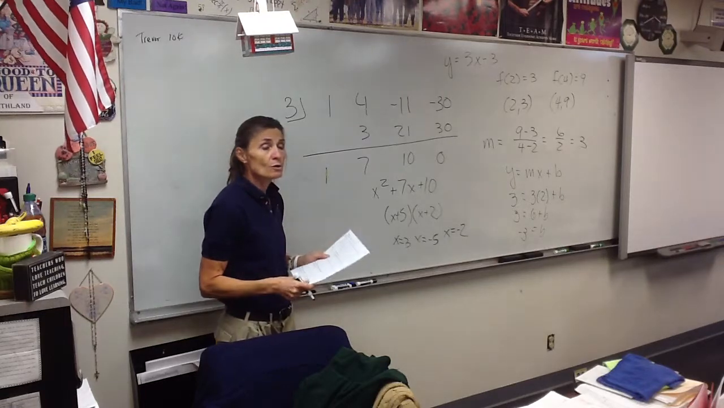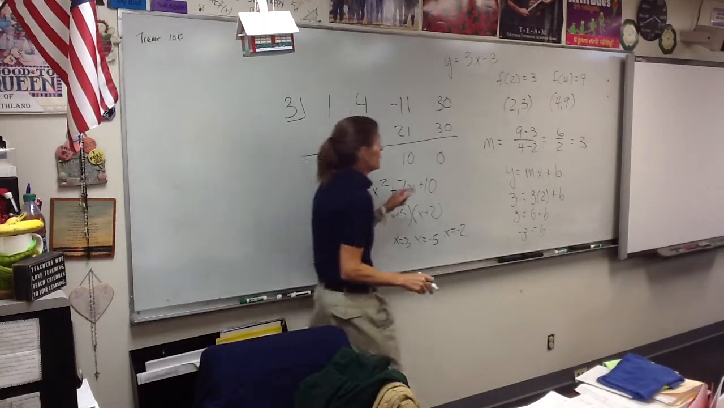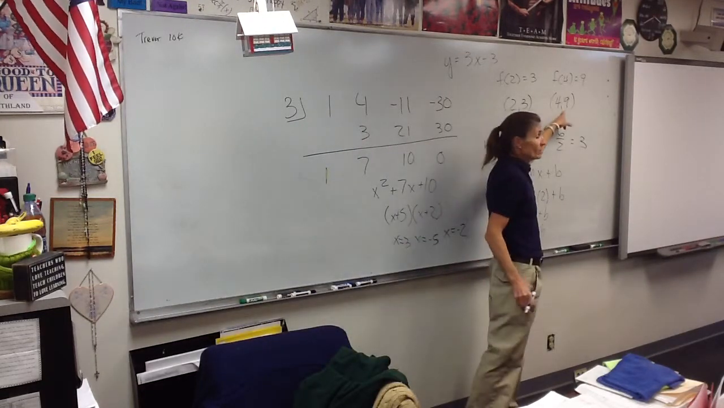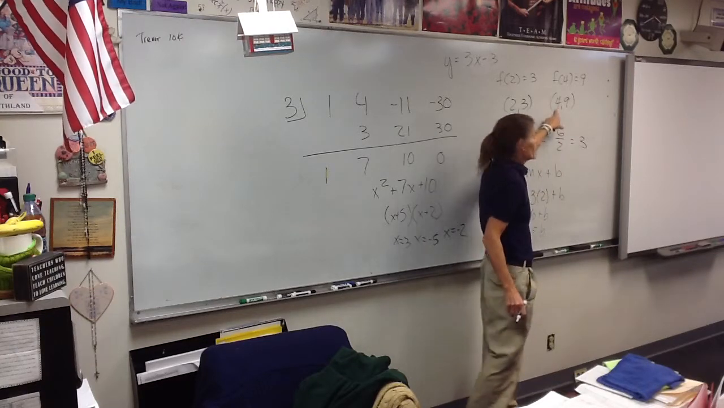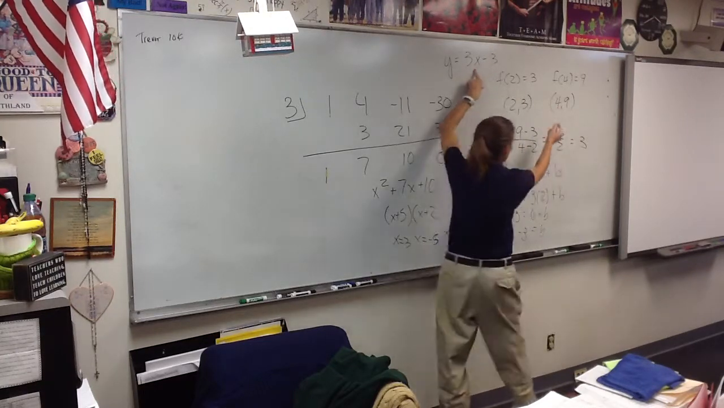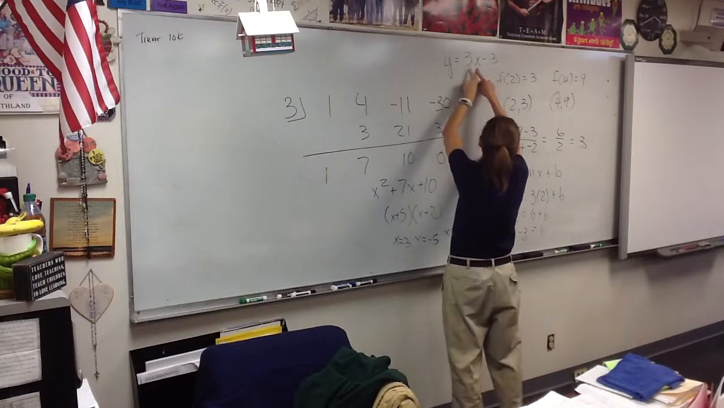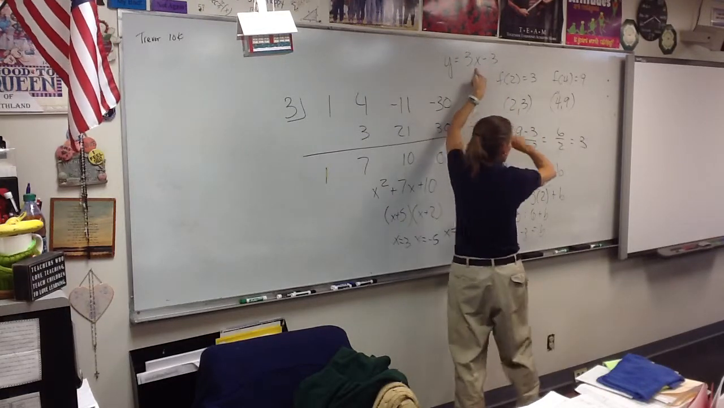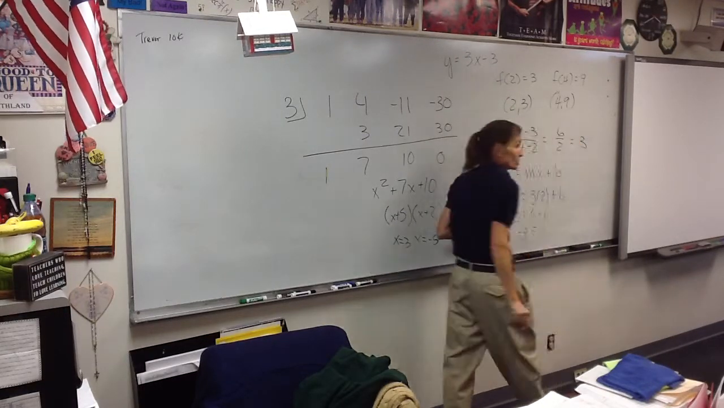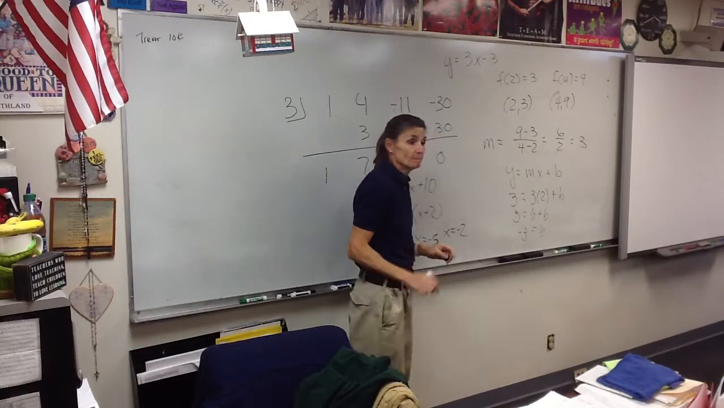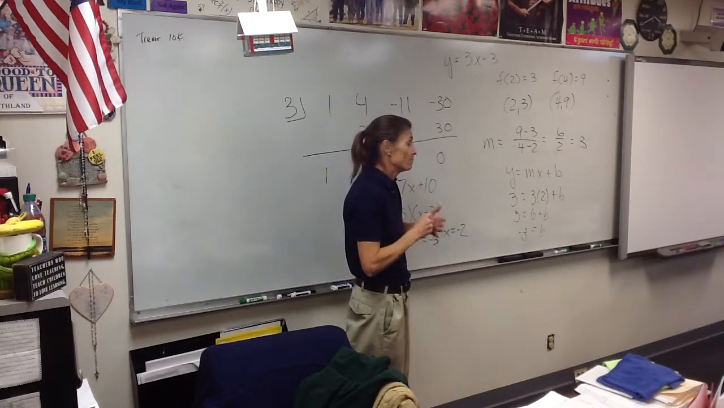And did you know you can always check your answer? If you take your other point, the one I didn't use down here, if I put a 4 in for my x, 3 times 4 minus 3, what does that give me? 9, which is what it's supposed to give me, right? So you can always check that if you want.